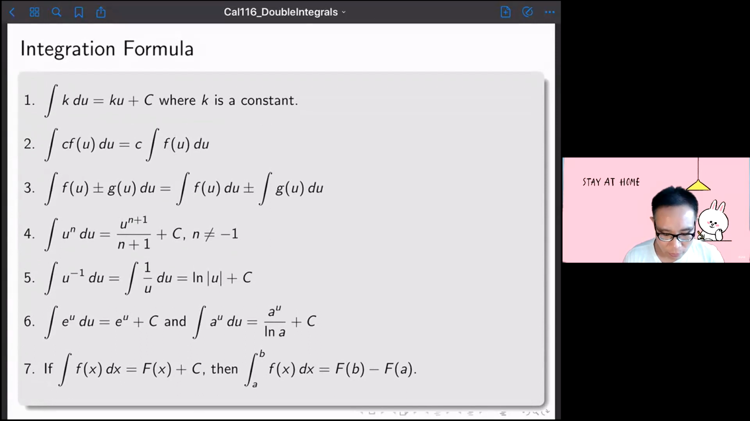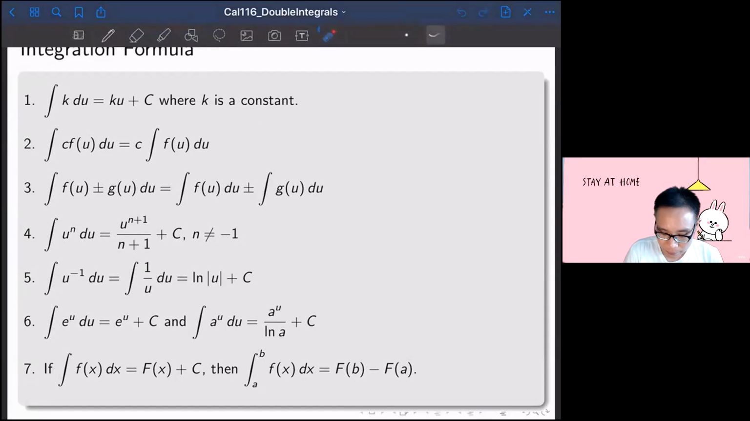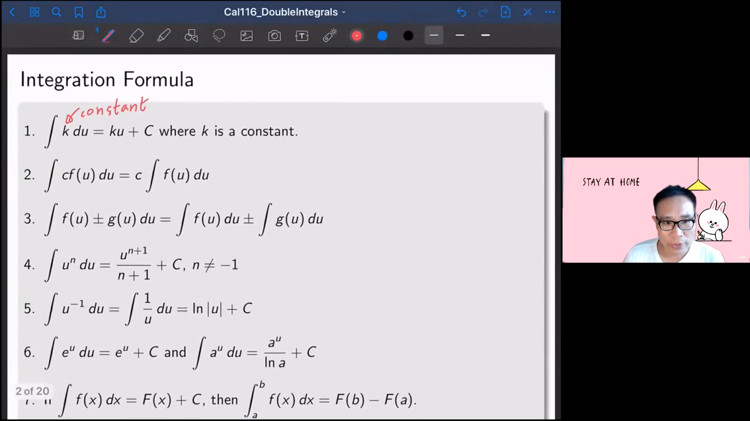So you have the integral of a constant. This k is a constant, and integrating a constant gives you ku plus c. Depending on the variable that you are integrating over, so it's gonna be du, so it's gonna be k times u, okay, and plus c. And you have the integral of c f(u) du, so it's going to be c times the integral of f(u) du. This one is called the constant multiple, right?